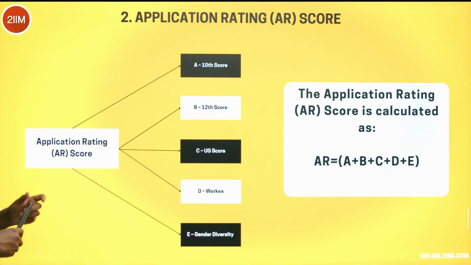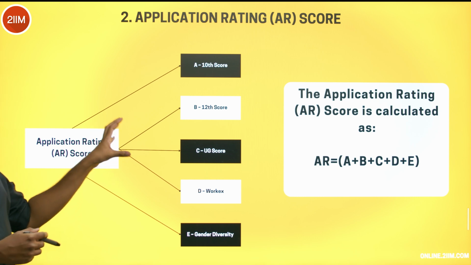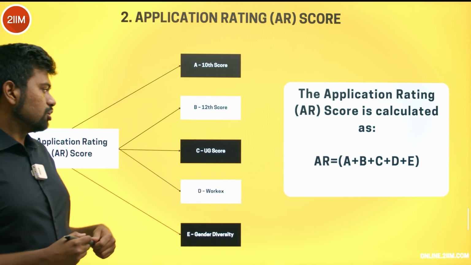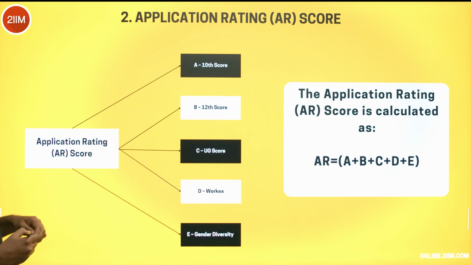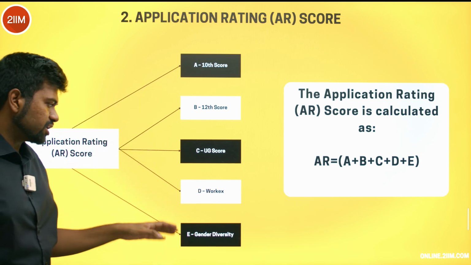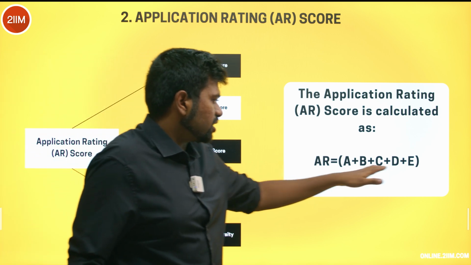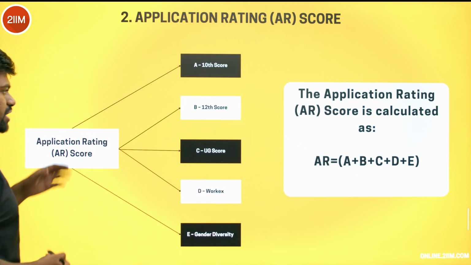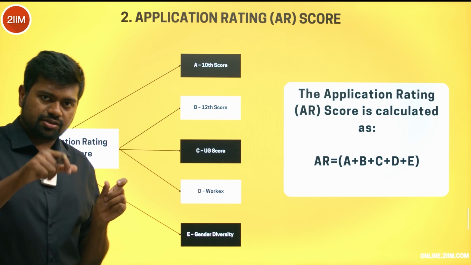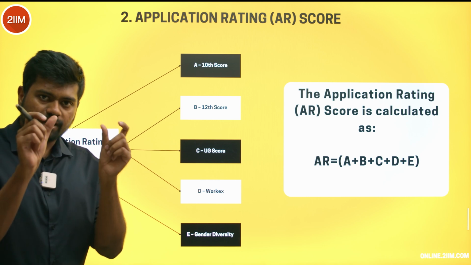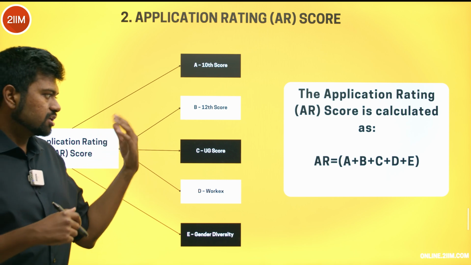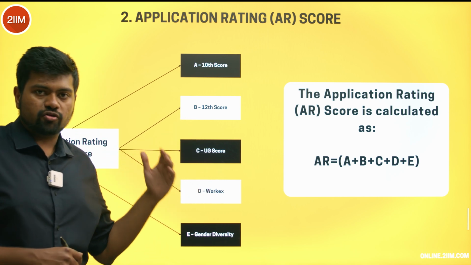Now, there's something known as the application rating, and this is different from your CAT score. Of course, your CAT score plays an important part, but there's also the application rating score. This includes your 10th score, your 12th score, your UG score, your work experience score, and your gender diversity score. All these five components put together give you the application rating score. And your application rating score coupled with your normalized CAT score, multiplied by appropriate weights, gives you the final score for the PI shortlist.